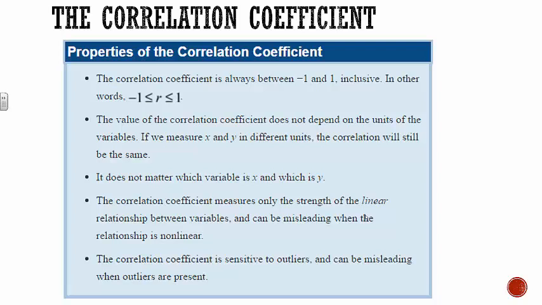And the last one, just be careful if your data has outliers or anything that could be skewing your data. Your correlation coefficient will go with the skew. It will go with outliers. So it's very, very sensitive to outliers, and when you have those outliers, your value of R can be misleading.